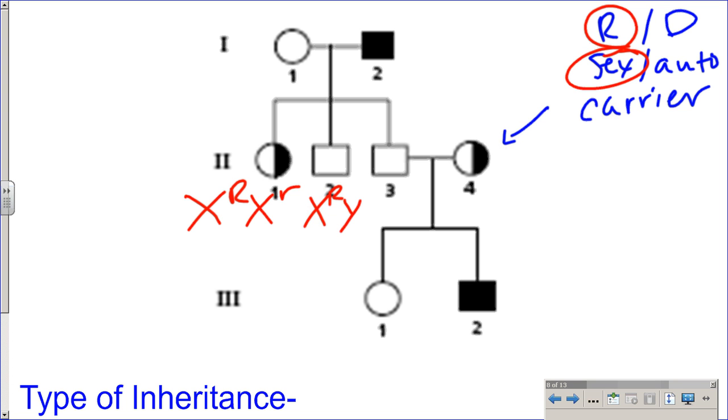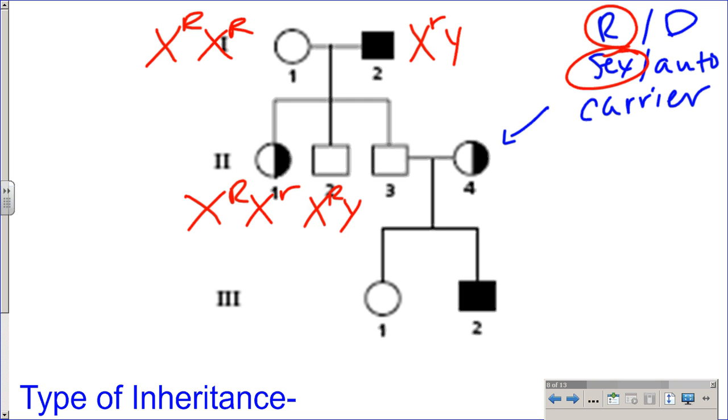Okay, so backtrack. Then what is dad's? X little r and then Y. So then what's mom's? X capital R, X capital R. That's why he didn't even get it right. Because for the guy, who is he getting this X R from? Mom, and mom only has those to give. So if she was a carrier, first of all, she would be what color here? Black. Half shaded, right? So if she was a carrier, she'd have to show that on the pedigree, and also she'd be passing it on to him, and he would be totally colored in.